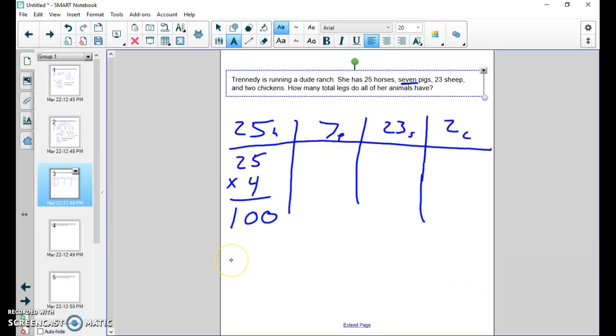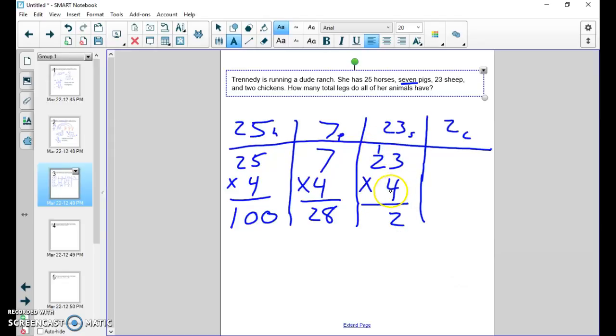Quick side note, I thought of that in terms of money. 4 quarters make $1 or 100 cents. 7 pigs. Pigs have 4 legs. 28. 23 sheep. A lot of sheep. Times 4. I'll solve this one with the standard algorithm. We have 12. Regroup. 2 times 4 is 8, plus the 1, 9.